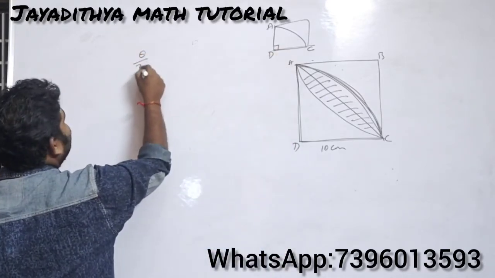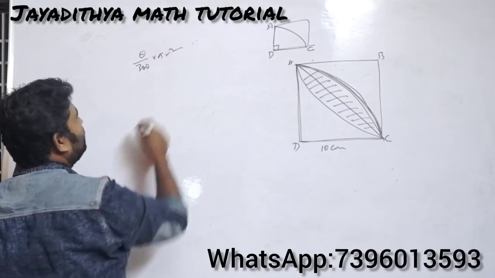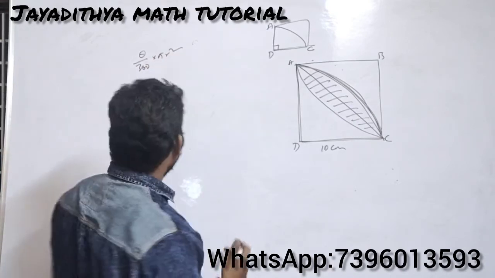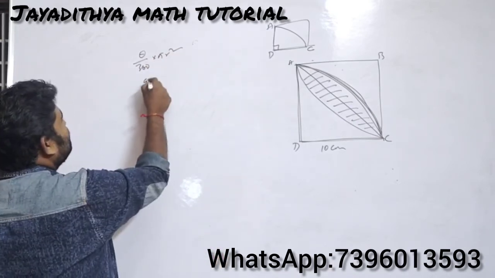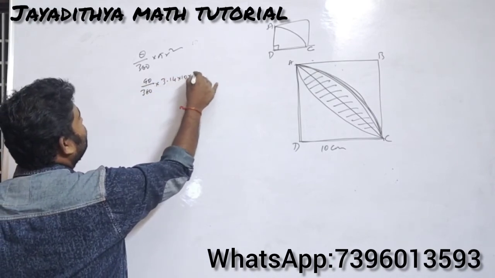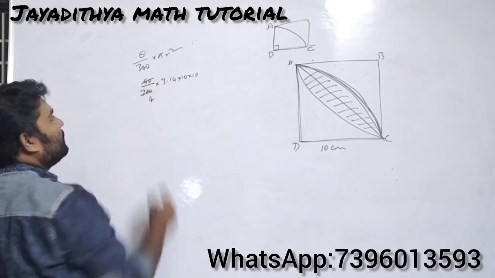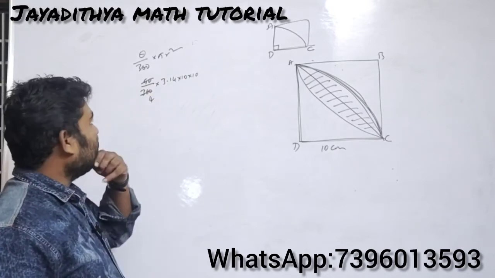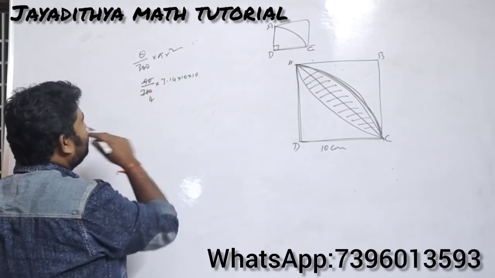That is theta by 360 into pi r square. Here you need to take the pi value as 3.14. Theta is equal to how much, Nana? 90 by 360 into 3.14 into 10 into 10 now. So this will be divided by 4. Already we have solved this one. If you want, you can do it again.